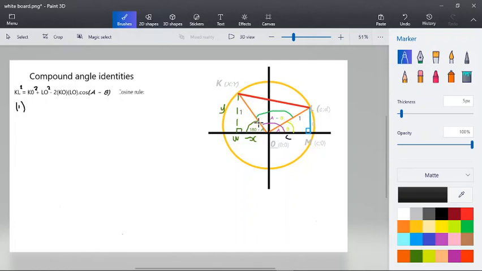K, the distance from K to O is 1 because the radian is 1. L to O is 1 because the radian is 1. And the radian is in orange. I think that's orange.